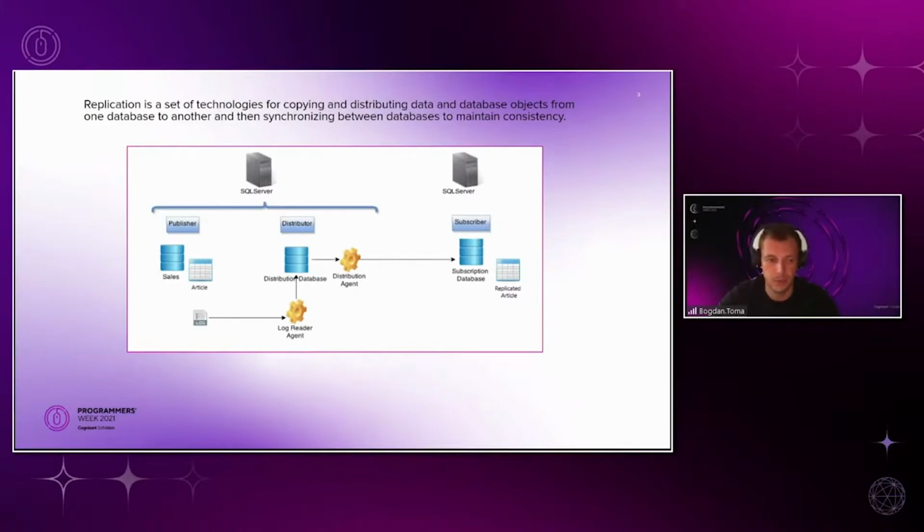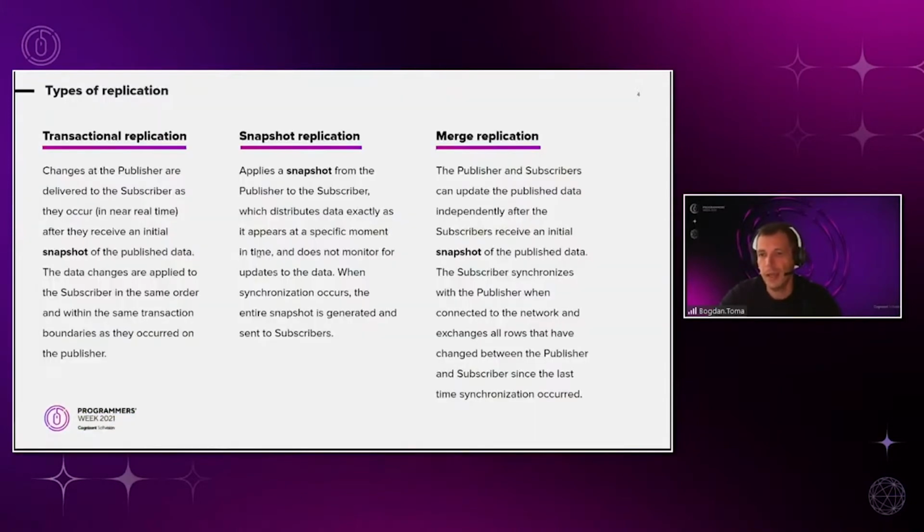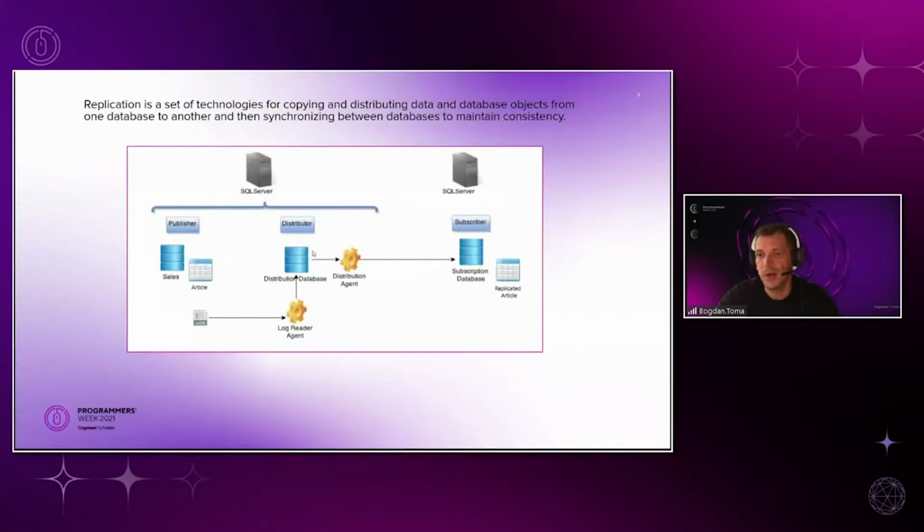You may have noticed here that all of the replication types contain the snapshot word. Why is this? Because by default, the start of the replication contains the snapshot. In order to make a replication, you need first to move the initial data, the initial state of the database. And this is done using the snapshot.